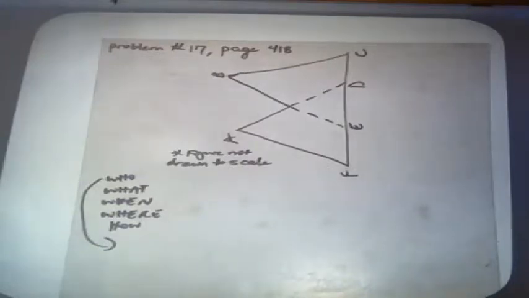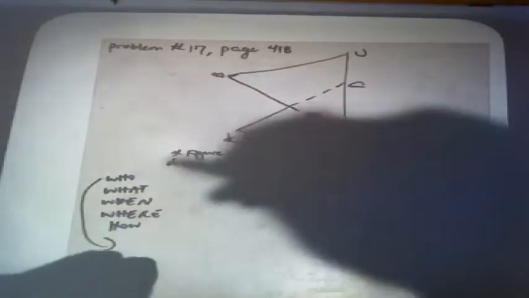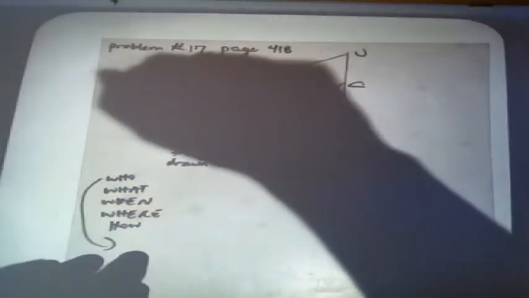Number 17 on page 418 reads, the flag shown above is made of overlapping equilateral triangles ADF and BCE. Because ribbon is to be sewn around the entire outer edge, it is necessary to know the perimeter of the flag. If CD, DE, and EF each have length 10 inches, what is the length in inches of the perimeter shown in bold? So I'm going to make a little note here that we're going to be solving for the perimeter.